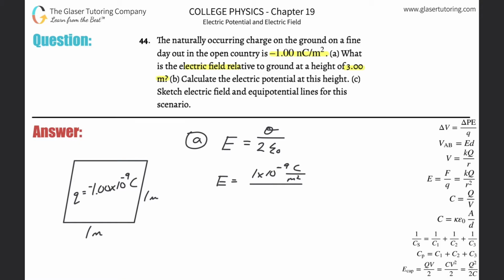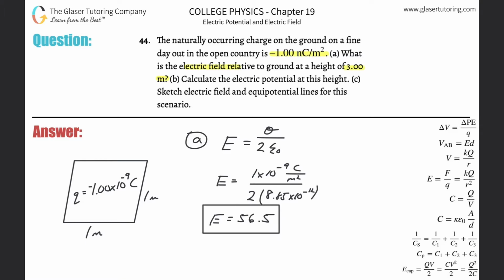Then divided by 2 times the permittivity of free space, which is a constant, okay? It's 8.85 times 10 to the -12, and we're just going to calculate. Units, who cares, whatever. I don't know how you're expected to do this at this stage, but anyway, divided by 2 times 8.85 times 10 to the -12. This works out to be about 56.5-ish. So that is the electric field.